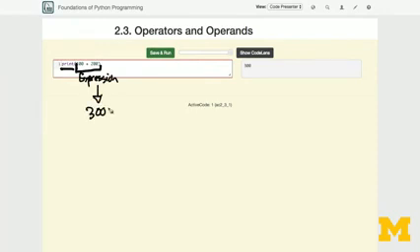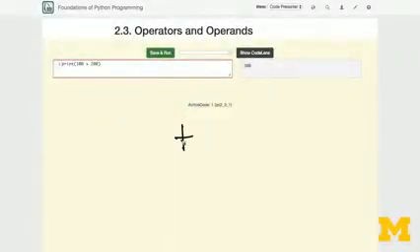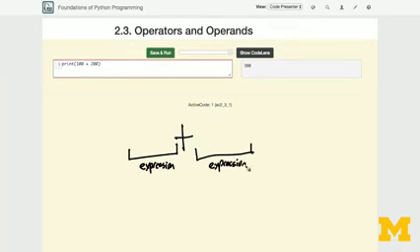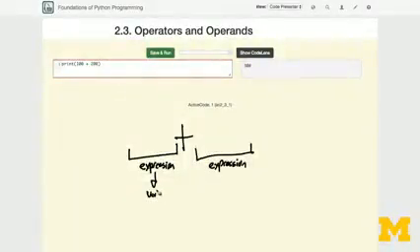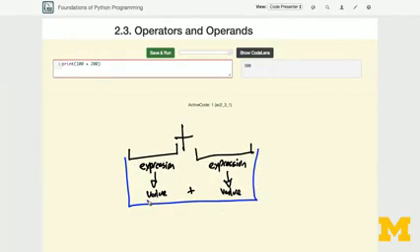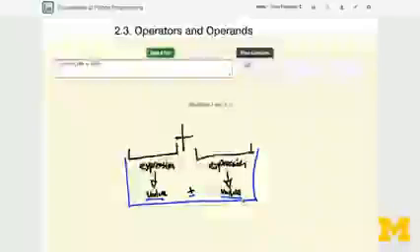Now, this expression uses the addition operator. The addition operator, which is done using the plus sign, expects one expression to the left and one expression to the right. And what it does is it computes the value of the expression to the left and the value of the expression to the right. It adds up these two values, and then the value of this overall expression is the value of this expression plus the value of this expression.